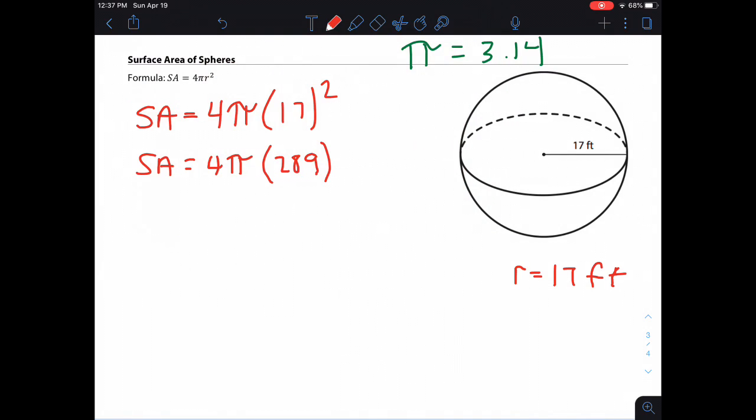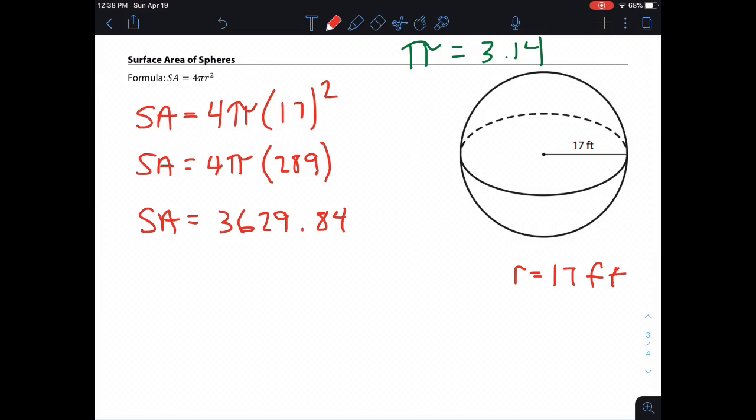Whoops, I forgot a parenthesis there. Okay, so if we do 4 times 3.14 times 289 on our calculator, we should end up with 3,629.84.